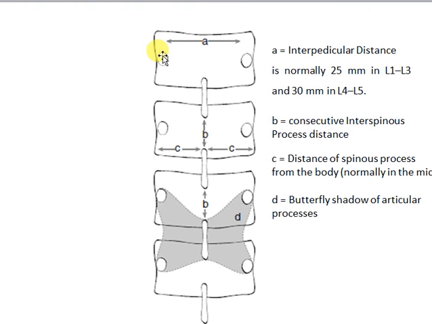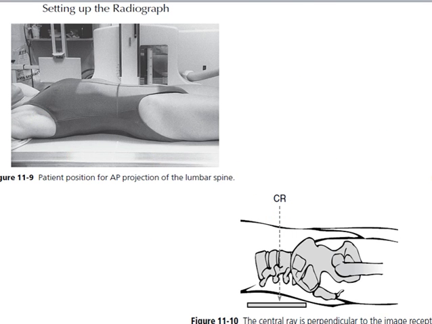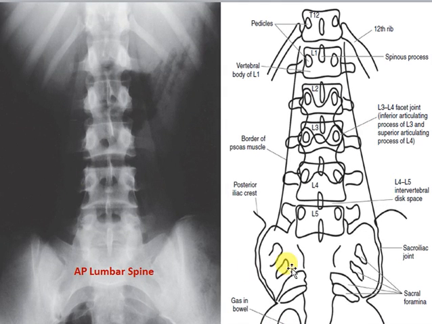This is the schematic of how the lumbar vertebra will appear: the vertebral body, the pedicles, the spinous process, and the butterfly shadow of the articular processes. This is how the radiograph is set up. This is the AP lumbar view. You can see the ribs on top, but there is no rib here. The transverse process is free, and you can see the superior and inferior articular facets as well as pedicles, spinous process, and transverse process. You have to look for the symmetry and the distance between the intervertebral bodies.